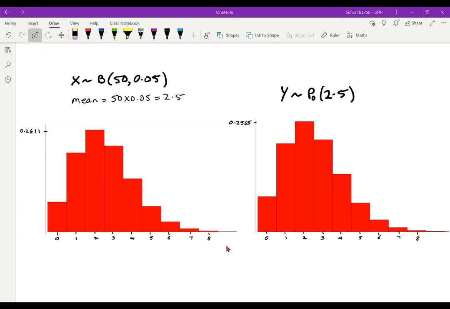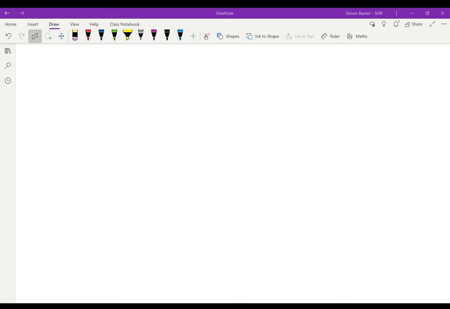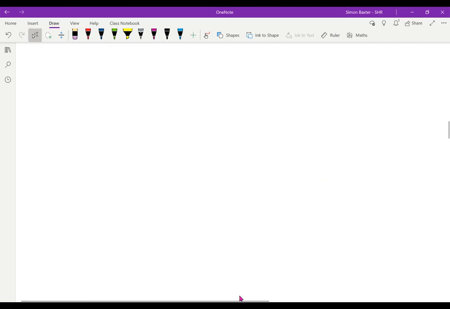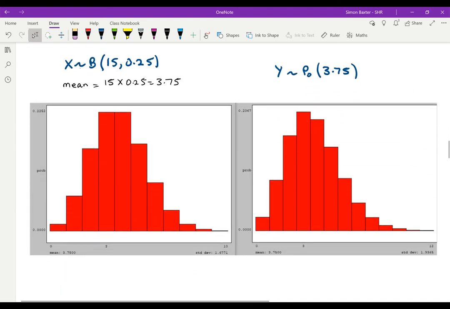Does this mean that the Poisson distribution is always going to be a good approximation for the binomial? The answer is no. Here I have a binomial distribution, n equals 15 and p equals 0.25, expected mean 3.75, and here is the corresponding Poisson distribution with a mean of 3.75.